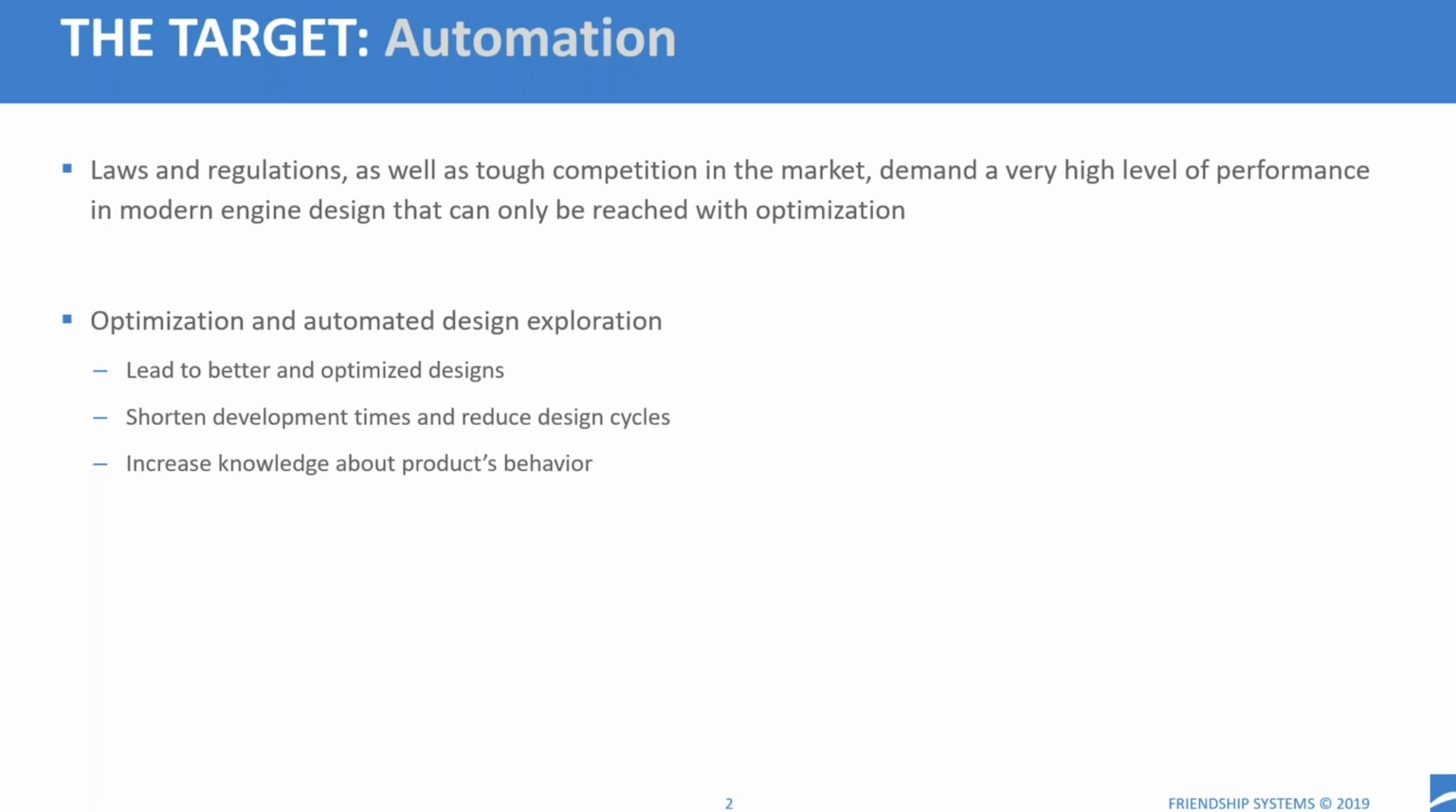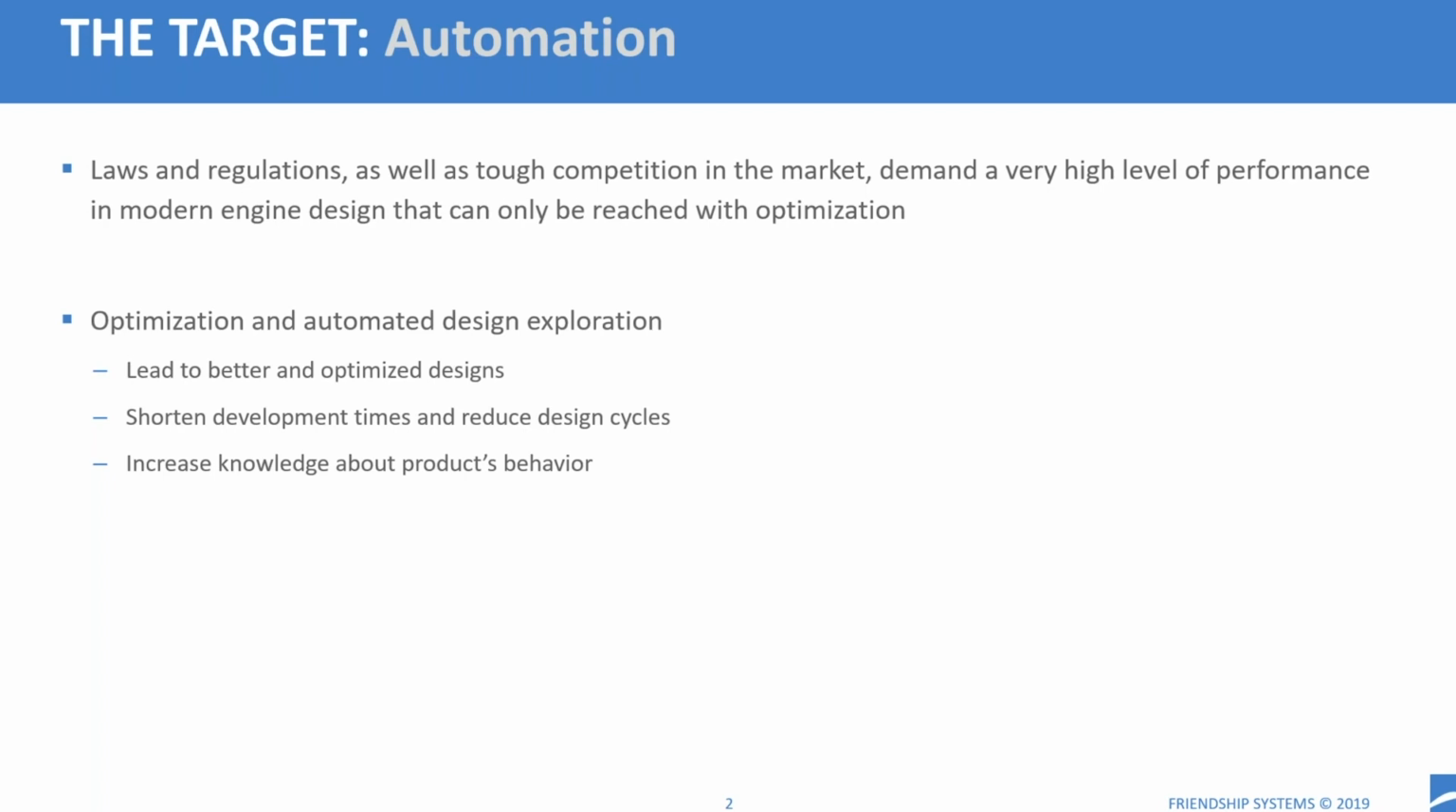These kinds of automated processes, which are optimization or automated design exploration, typically lead to better and optimized designs. They can, of course, reduce the development times or reduce the design cycles. And also, which is a very important point in my view, they also increase the knowledge about how the product behaves very early in the design process. So it gives an understanding of how the product reacts to changes in different parameters and creates a basis for decision making later on in the process.